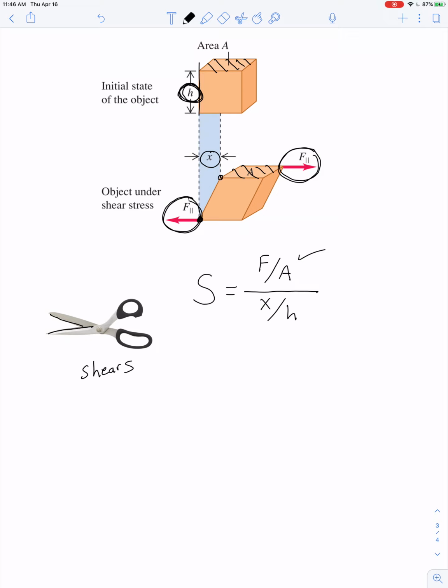And so regardless of whether the value of h is big or not, as long as there's some value of h, we can express strain in this manner. So this is how we calculate shear modulus.